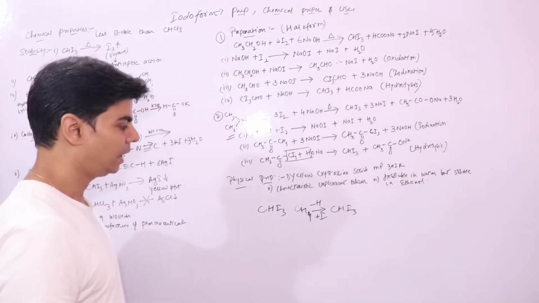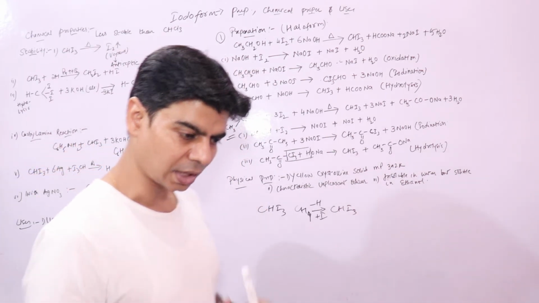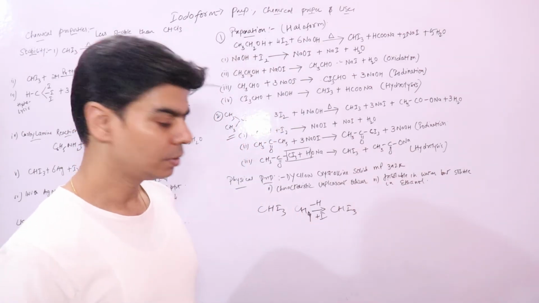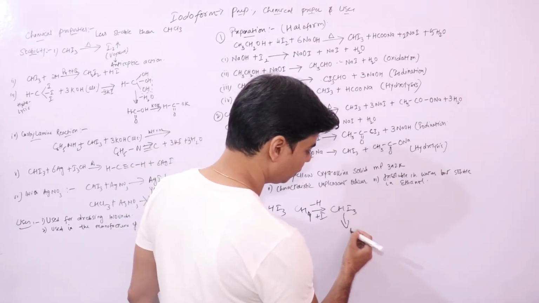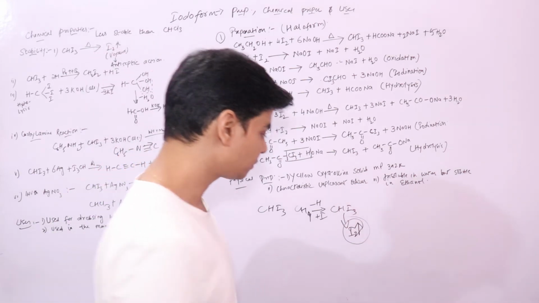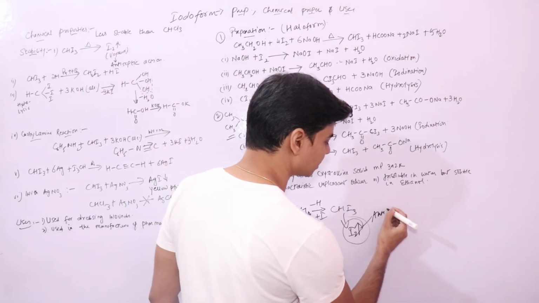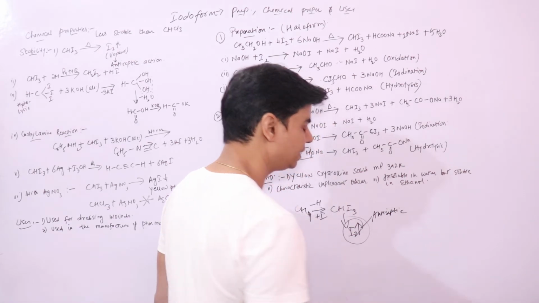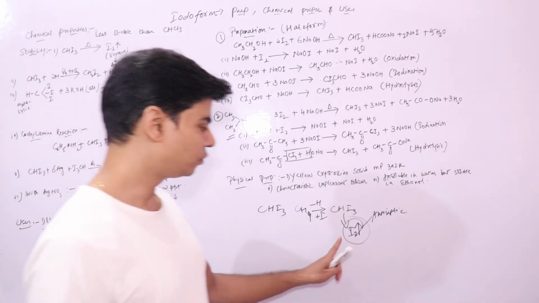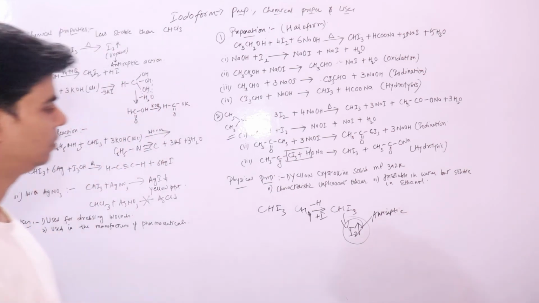Since I said in the beginning that iodoform is less stable compared to chloroform, iodoform will dissociate to give you iodine gas. These vapors of iodine, we know, are antiseptic in nature, so that is why it is used to heal wounds. It is used for dressing wounds. This is one of the most important uses of iodoform, because of its ability to form iodine gas.